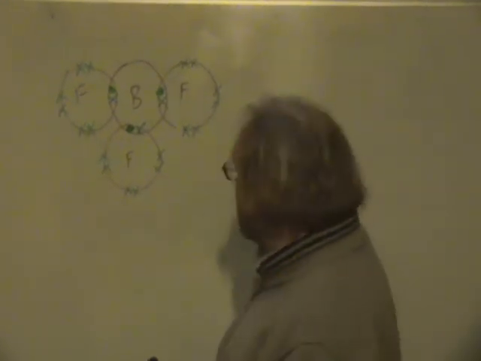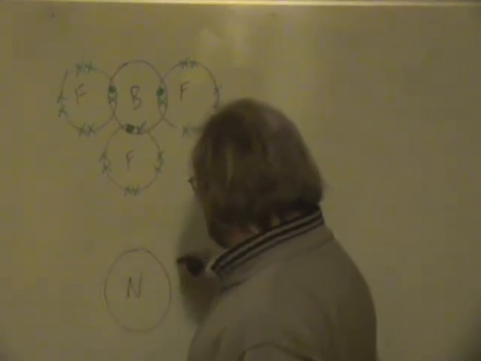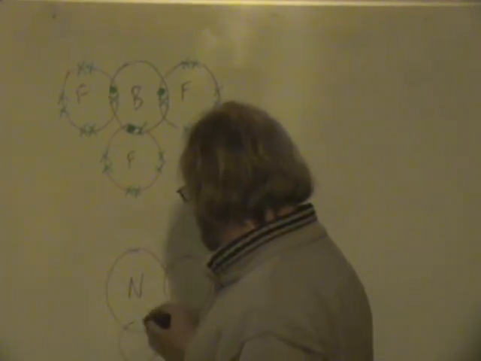Ammonia, on the other hand, has again an atom in the middle, which this time is nitrogen, and 3 hydrogens around the outside.